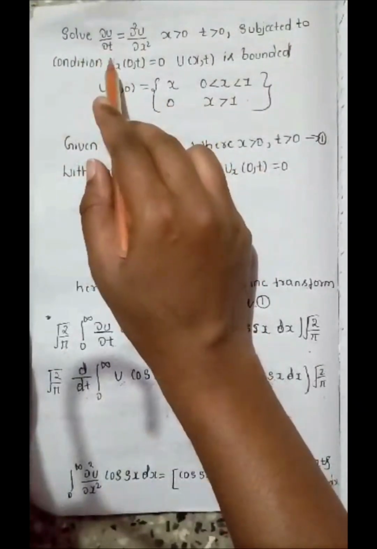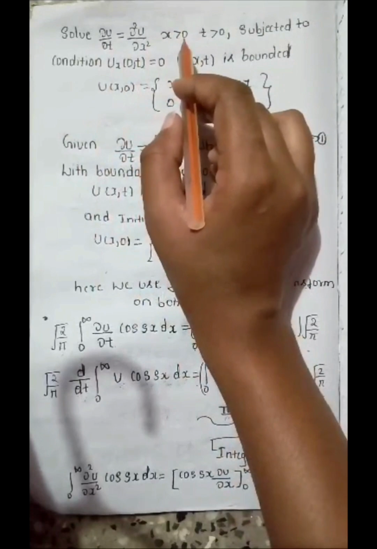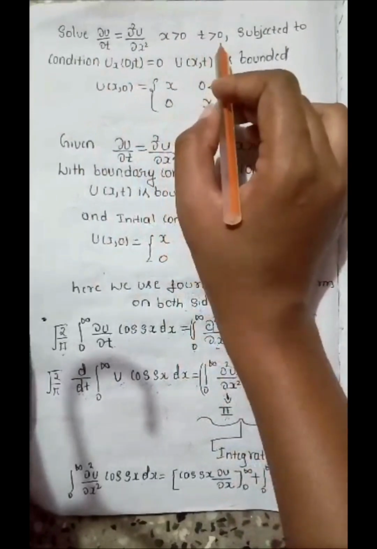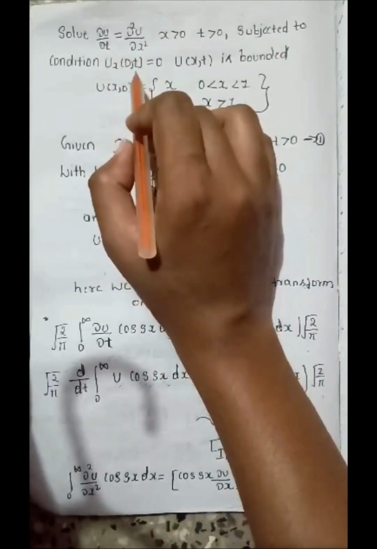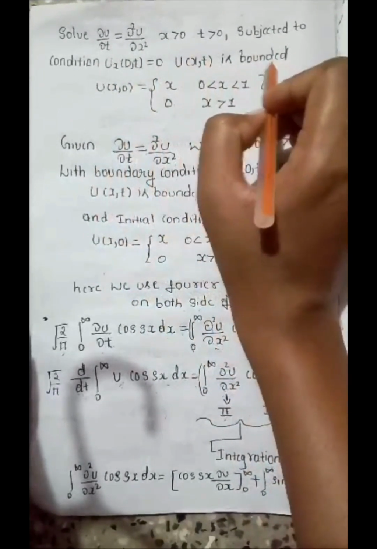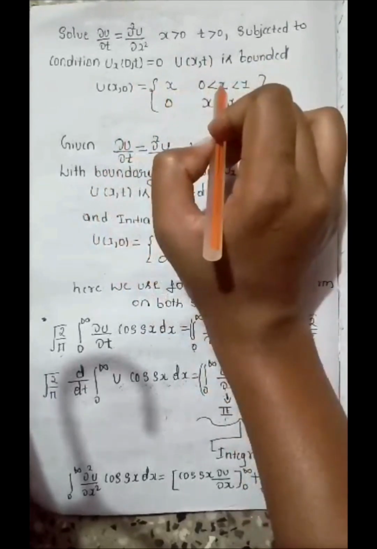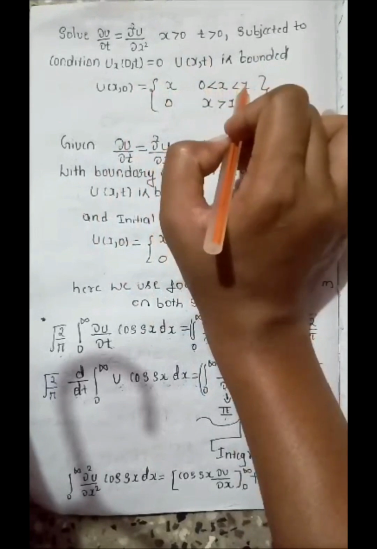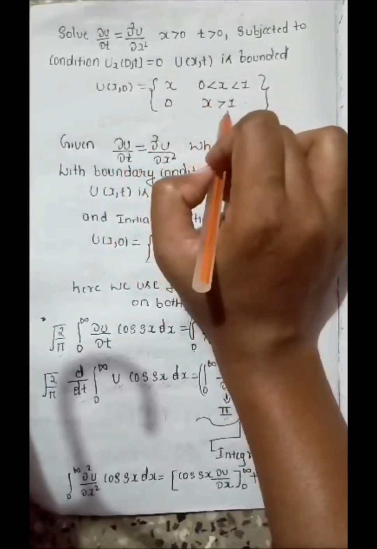Solve ∂u/∂t = ∂²u/∂x², where x > 0, t > 0, subject to the conditions u_x(0,t) = 0, u(x,t) is bounded, u(x,0) = x when 0 < x < 1, and u(x,0) = 0 when x > 1.